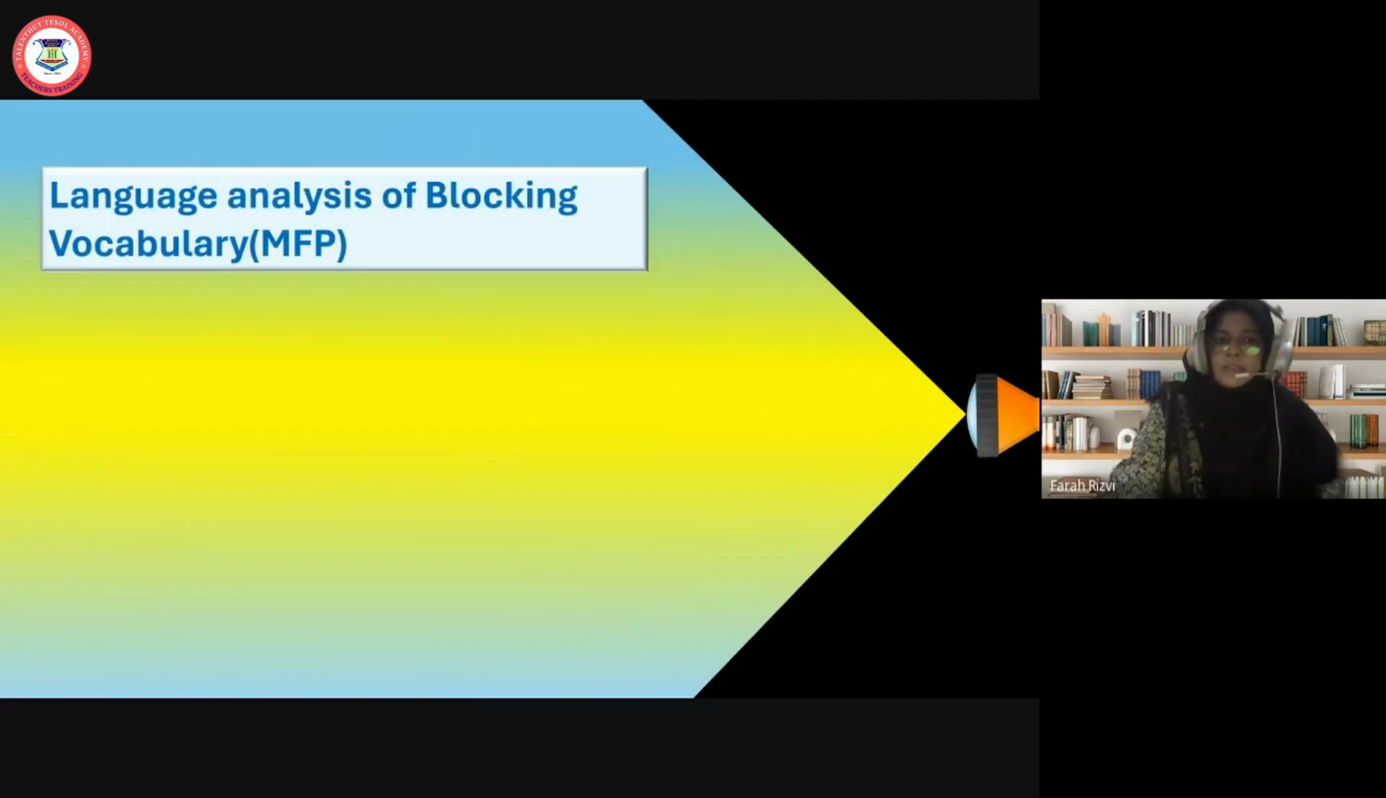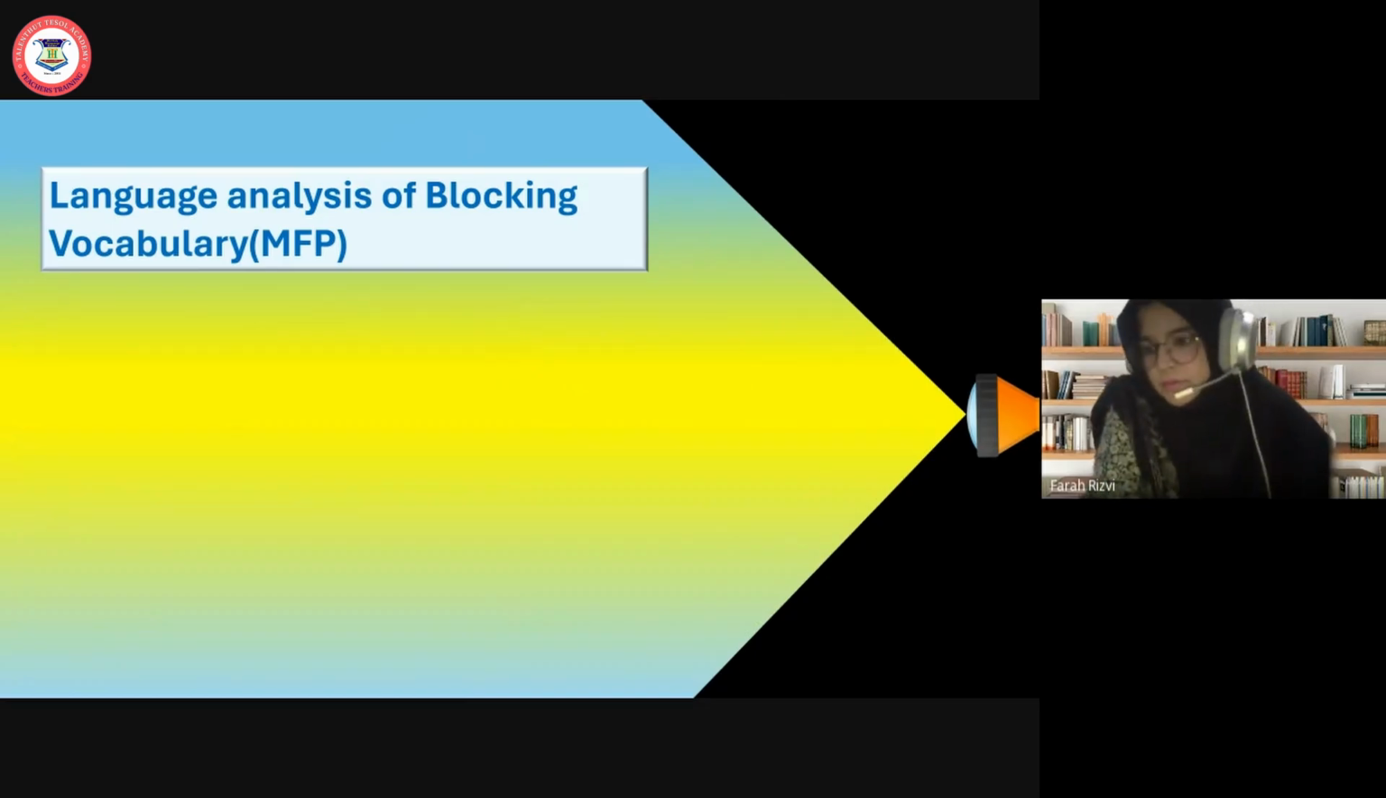Language analysis of blocking vocabulary. Okay, can anyone share what could be the blocking vocabulary? Why am I not talking about difficult words? Why am I talking about blocking vocabulary? May I?